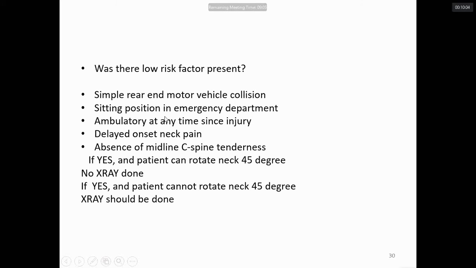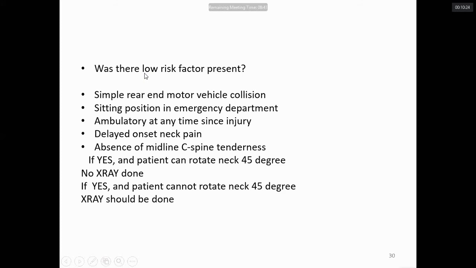If any of the above features are absent, or if the patient cannot rotate the neck up to 45 degrees, then you have to go for an X-ray. These are the things that decide whether you have to do an X-ray or not. But the basic criterion is, if there is a spinal injury, it is better to do an X-ray.